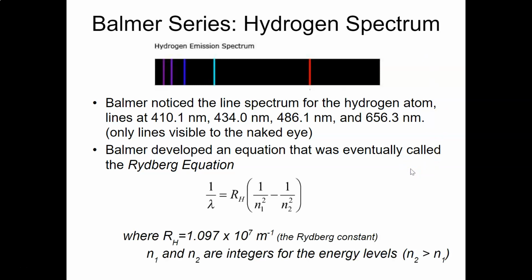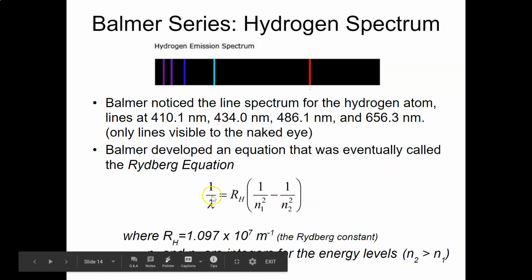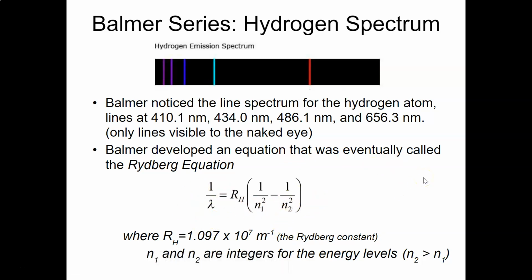Where RH is the Rydberg constant. It is specific to hydrogen. And the integers N1 and N2 are really the different energy levels. And in order to figure out the wavelength, lambda, and not make it a negative value, N2 needs to be a higher energy level than N1. And so then that will give you a positive number in your answer.